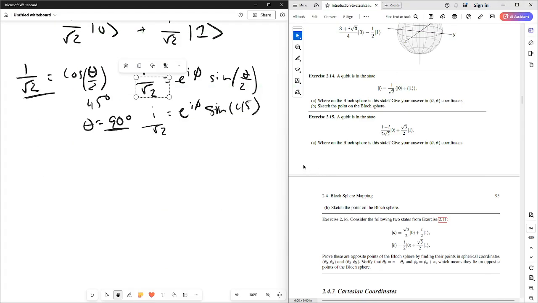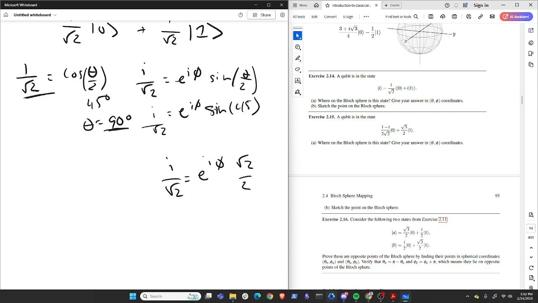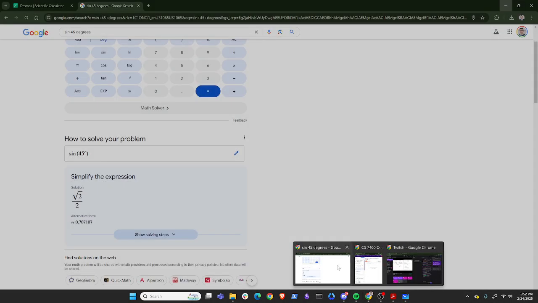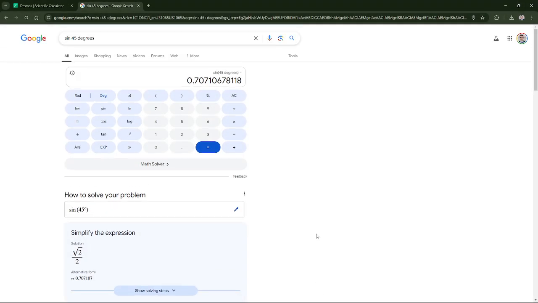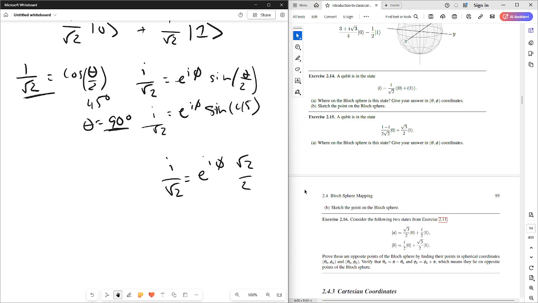All right. So we've got i over square root of 2 equals e^(i rho) times square root of 2 over 2. Is that right? Yes. All right. I'm just going to do this algebraically. So let's divide it by square root of 2 over 2. That gives us 2i over 2. That gives us i equals e^(i rho).